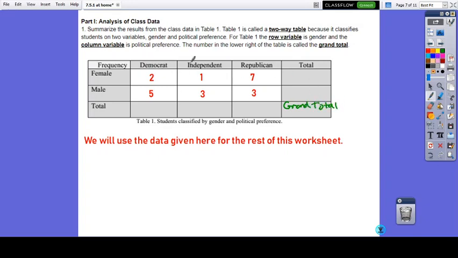So our row total is 2 plus 1 plus 7 gives us 10 females that were in this class. 5 plus 3 gave us 11 males that were in this class, which means we had 21 total people in this class. Total Democrats, there were 7. Total independents, there were 4. Total Republicans, there were 10. If I add 7 plus 4 plus 10, I should also get 21. So the idea of that total is that they should add up. We are going to use the data that I just gave you right here for the rest of this worksheet.